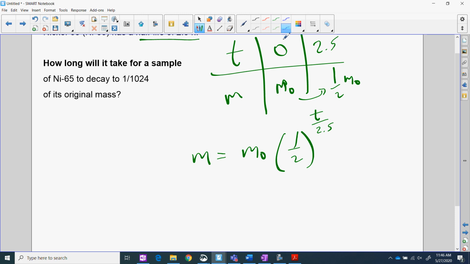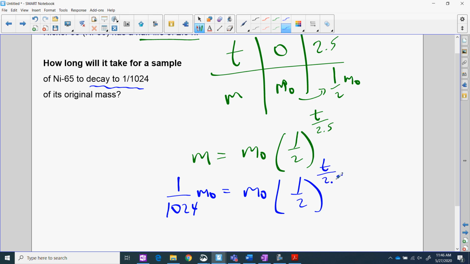Because here's what they said. You're going to decay to 1 over 1,024 of the original mass. So that means you will have 1 over 1,024 of this amount, whatever it was, doesn't matter what it was, equals that starting amount times 1/2 to the t over 2.5.